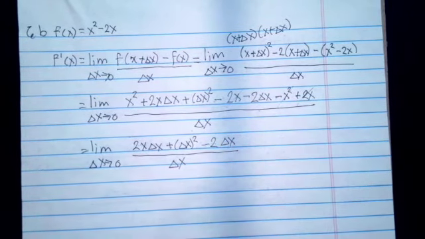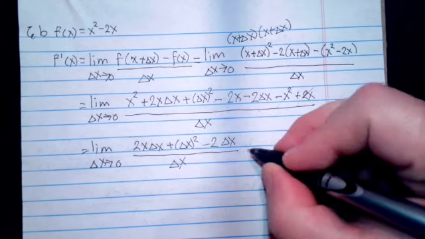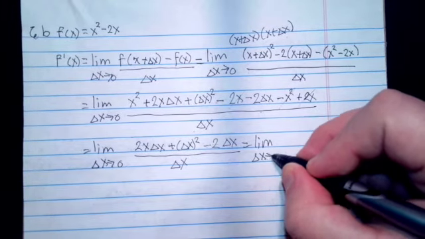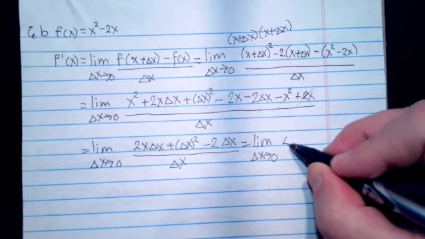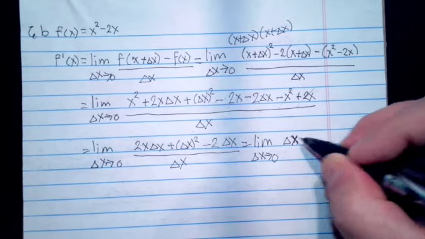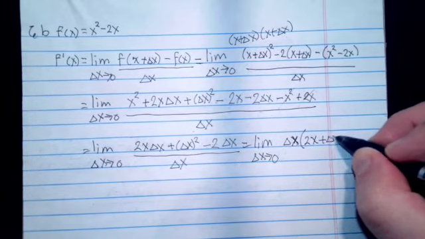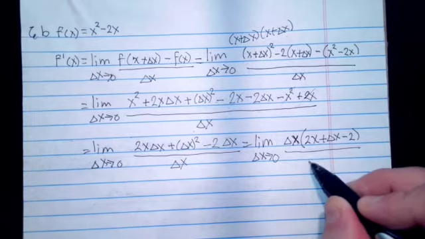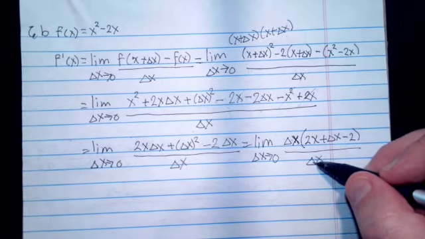over delta x. And again, if we were to substitute in 0 for each delta x, we would still get 0 over 0, meaning we're not finished. However, we can factor out a common factor of delta x in the numerator, and that'll leave behind a 2x plus delta x minus 2. And that's going to go very well with the delta x in the denominator.